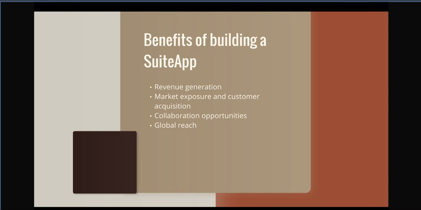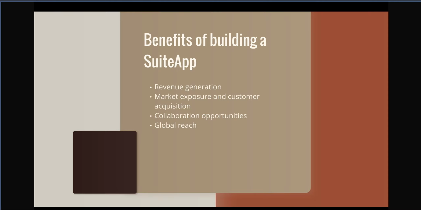The next benefit is collaboration opportunities. So being part of the SuiteApp marketplace and SDN can open doors to collaboration with other developers, other businesses, or NetSuite partners. And collaborative efforts can lead to improved products and expanded reach to new customer base.